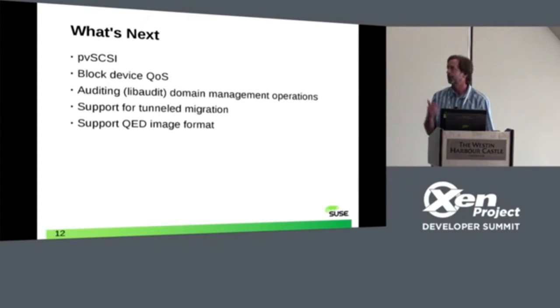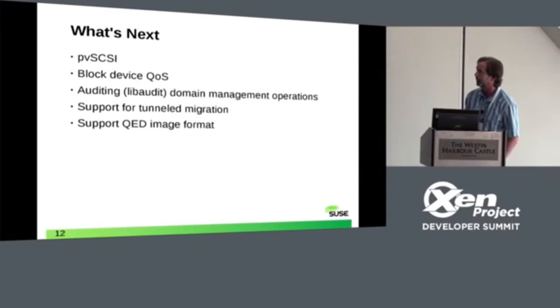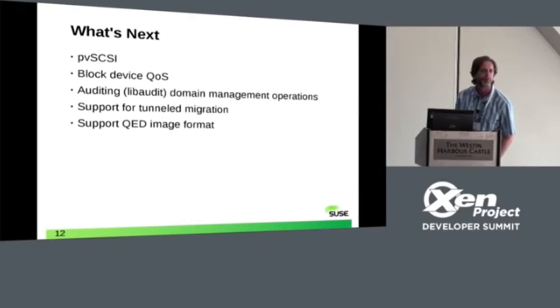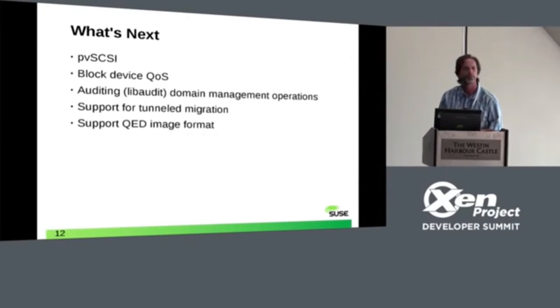pvSCSI, if this stuff can get in 4.8, we already have some patches lined up for libvirt to implement that there. Block device quality of service would be nice. Some other things here: QED image format. I'm not sure how many people even in the KVM world are using that, but it's probably pretty simple to add that support in Xen and in the libvirt Xen driver.